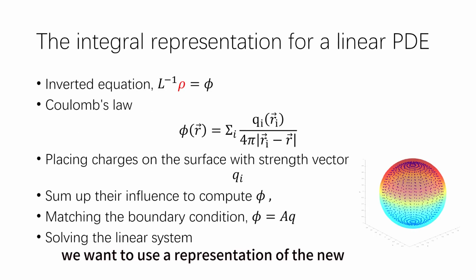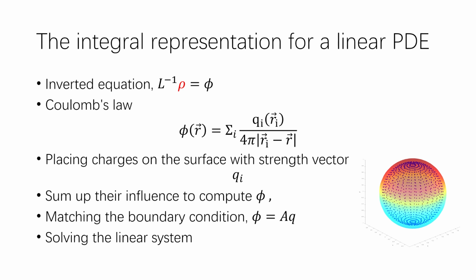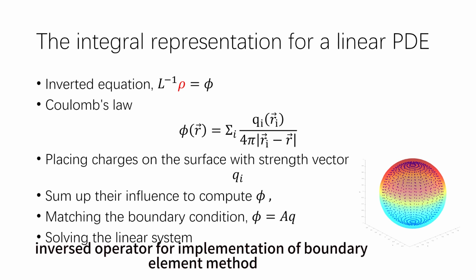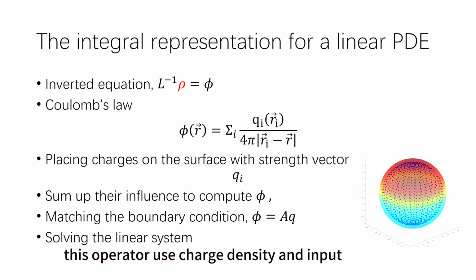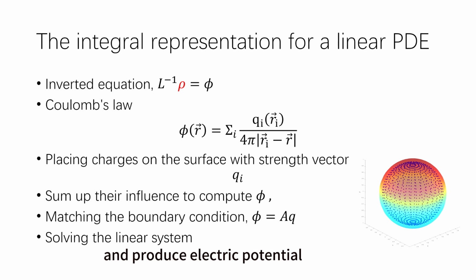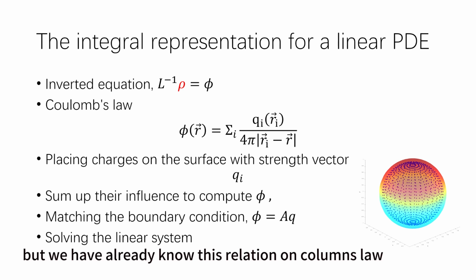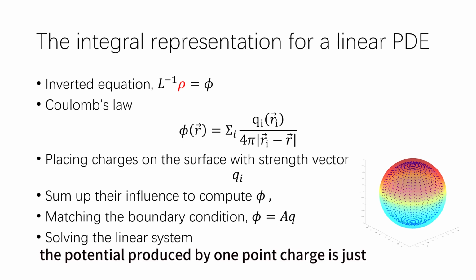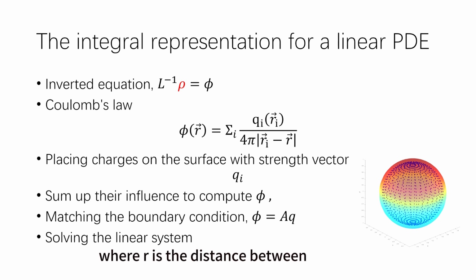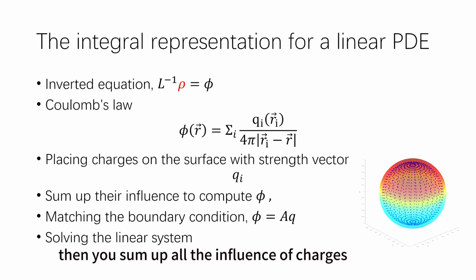We want to use a representation of the inverse operator for the implementation of the boundary element method. This operator uses charge density as the input and produces electric potential. But we have already known this relation as Coulomb's law in high school physics. The potential produced by one point charge is just 1 over 4 pi r, where r is the distance between the charge source and destination. Then you sum up all the influence of charges.